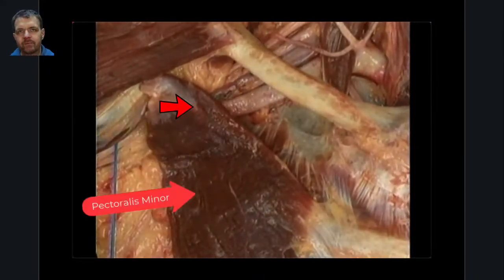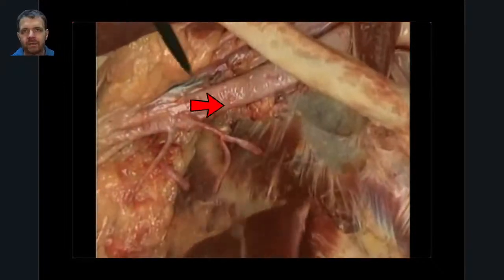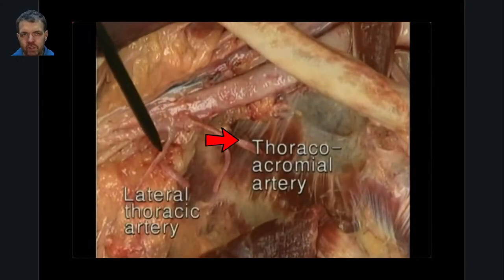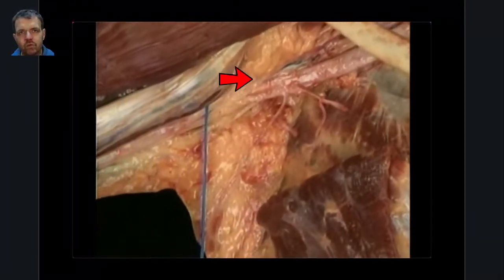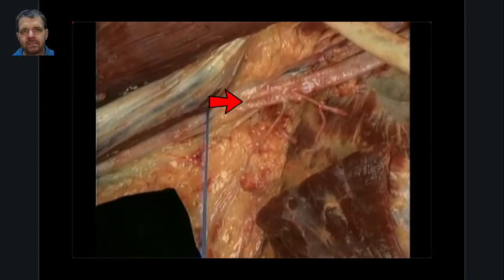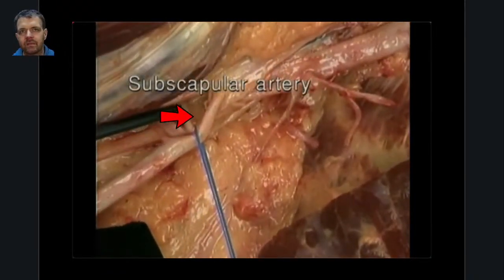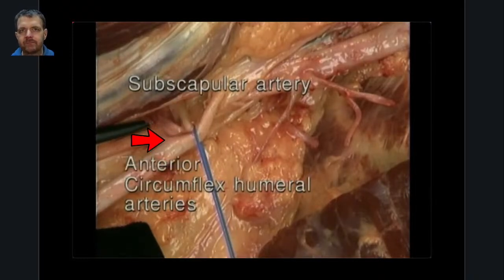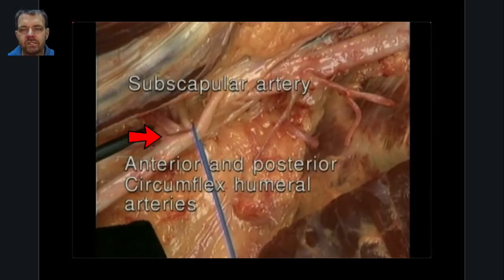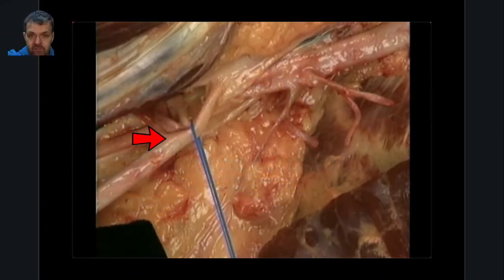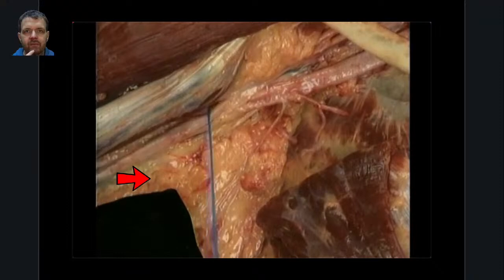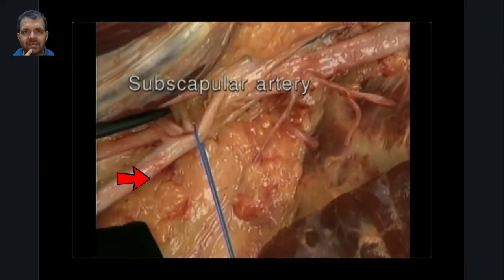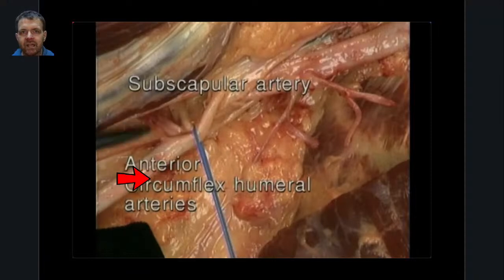Okay, so pec minor. Once you peel back pec minor, there's the artery carrying on. Little offshoots to different parts of the thorax. And again, we can see it's all kind of tangled up with that brachial plexus. Subscapular artery going to the subscapularis, and then anterior, posterior, circumflex. So they go around the humerus basically, circumflex. Brachial artery just there. And that last bit, just pause that when it gets to that section. So subscapular, circumflex.